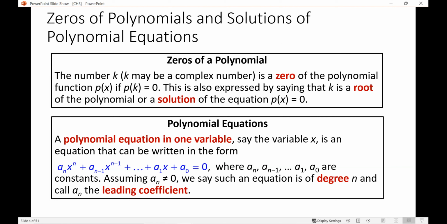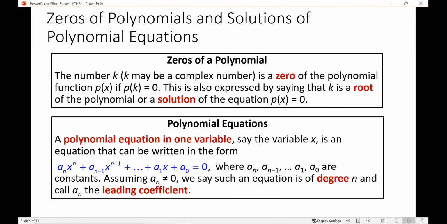So zeros of a polynomial, it's possible that the zeros are real numbers, rational numbers, or irrational numbers, meaning they have like square roots in them, or even complex numbers. Okay, if a complex number is a zero, it doesn't actually cross the x-axis because it's complex. It's not in this two-dimensional plane that we graph.